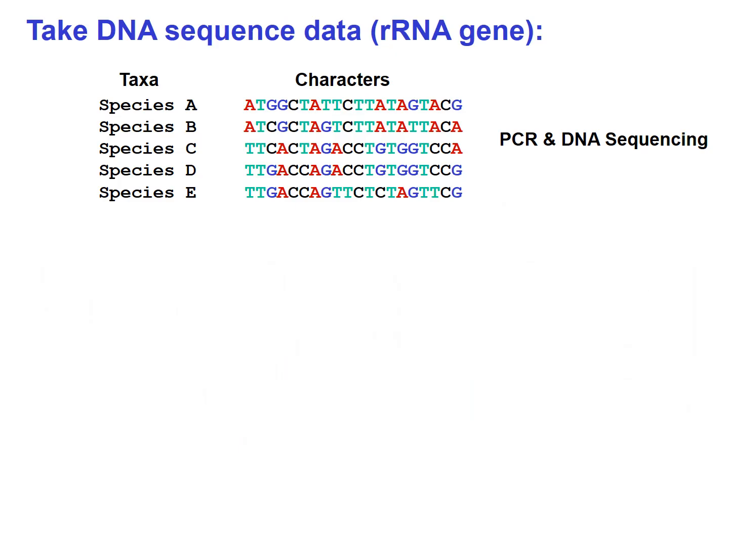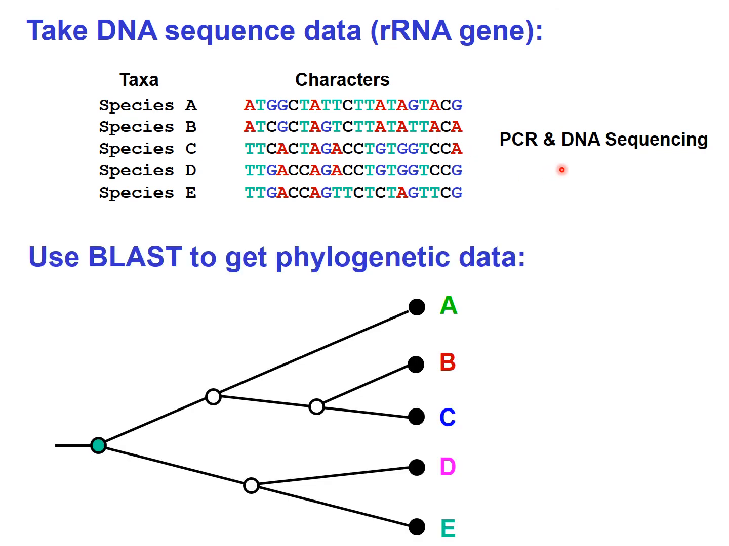Okay, so that sort of winds up what we're doing for this experiment. We're going to take DNA sequence that we generate by PCR and DNA sequencing, and get that DNA sequence back. We're going to take it and plug it into BLAST, and we're going to get phylogenetic data, and we're going to see what our organism is that we've isolated, and how it matches up with other organisms in the database.